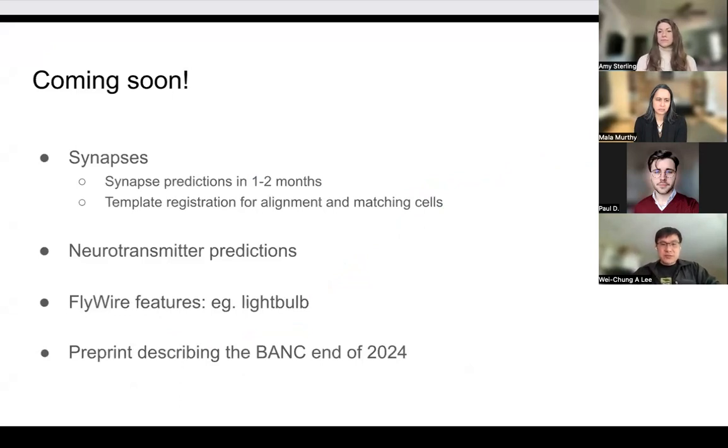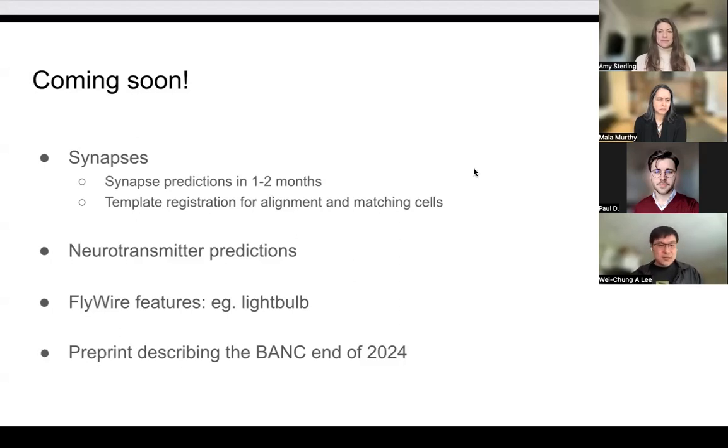This will then allow template registration for alignment and matching cells across data sets. We expect to also have neurotransmitter predictions at some point, although we don't have an explicit timeline for that yet. And if people have already been navigating through the data set, there are some additional features in FlyWire that are getting ported over to the bank soon, including the light bulb feature, amongst others. And we do expect to have a preprint describing and presenting the data set by the end of 2024.